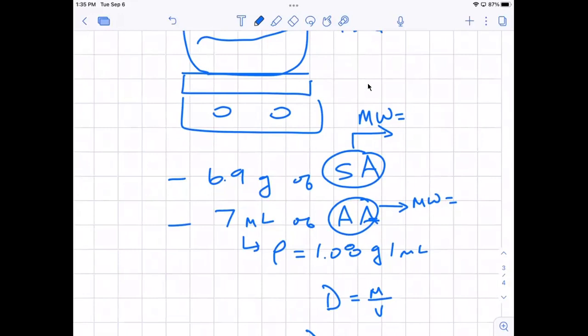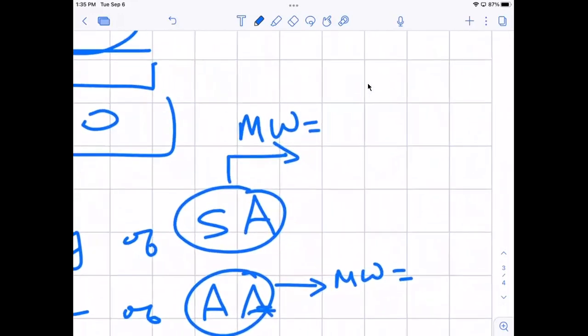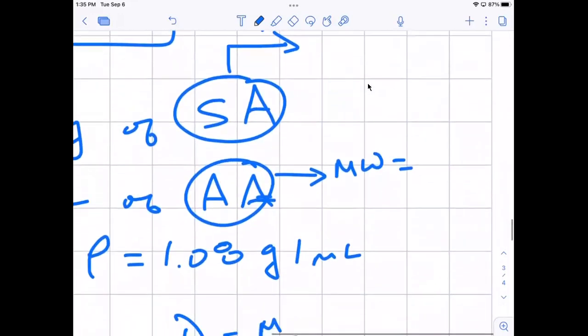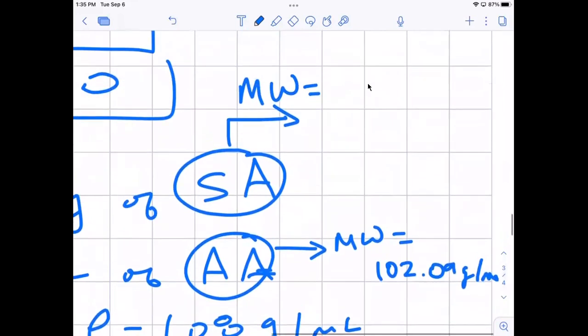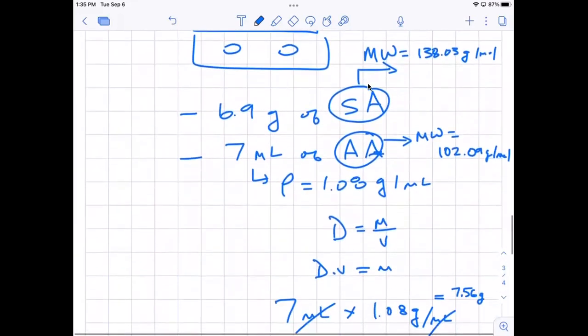The molecular weight of acetic anhydride, can you say it again? It kind of chopped up. For acetic anhydride, it's 102.09 grams per mole. Okay, great. What about salicylic acid? It's 138.032. Excellent. So now we can find the number of moles of each one of these, right?